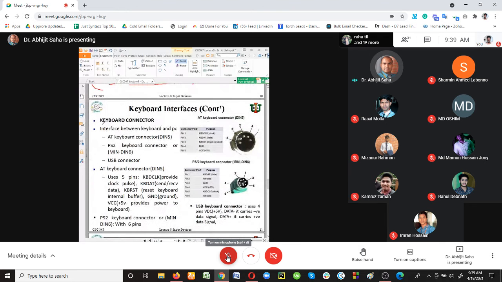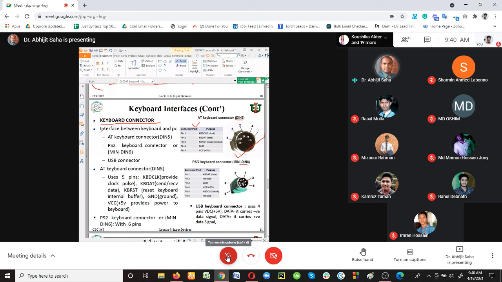So this is the keyboard connector. We have already discussed it. It gives a bit of information that we have two types of keyboard connectors here. One is the PS2 keyboard connector. This is known as the DIN5, and this is known as the mini DIN6. It is talking about the key functionalities of the five pins, where some of the pins are responsible for different purposes.